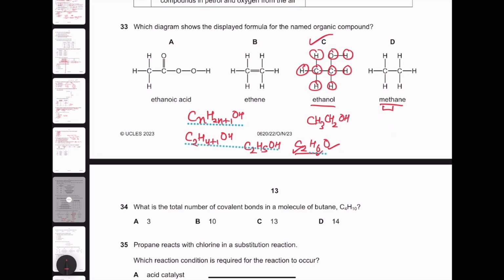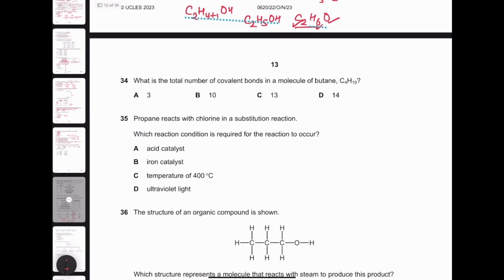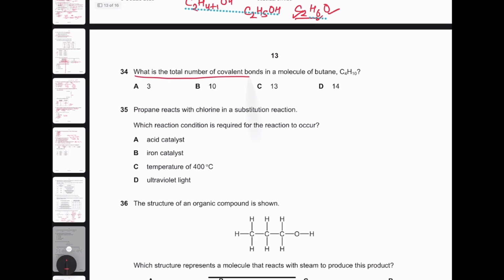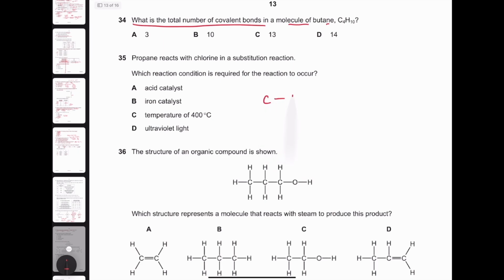Methane. Meth means 1 carbon. 2 carbons. Wrong. What is the total number of covalent bonds in a molecule of butane? Now see, for butane, what you should do is draw 4 carbons like this. Then just put on hydrogens. Hydrogen, hydrogen, hydrogen, hydrogen, hydrogen, hydrogen. Now let's count. 1, 2, 3, 4, 5, 6, 7, 8, 9, 10, 11, 12, 13. 13 is the answer.